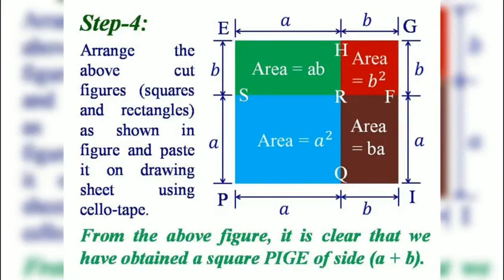Next step, step 5. Arrange the above cut figures, squares and rectangles, as shown in the figure and paste it on a drawing sheet using cello tape. So from the above figure, it is clear that we have obtained a square PIGE of side a plus b. So look at the figure. The figure is a square having side a plus b.